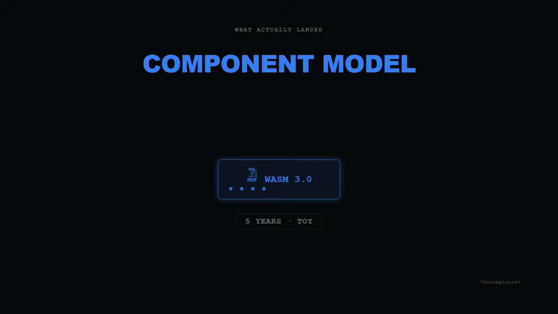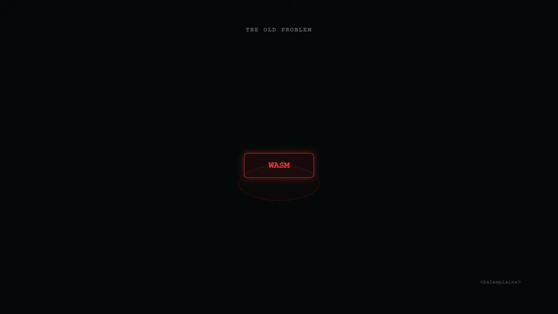Now Wasm 3.0. The version number everyone keeps quoting. Here's what actually landed. The change is called the Component Model, and it solves the one problem that kept WebAssembly stuck as a toy for the last 5 years. Before this, a Wasm module was a black box. It could crunch numbers, but it could not talk to anything. No file system, no network, no standard way to call another module. You built an island, and the island stayed alone.